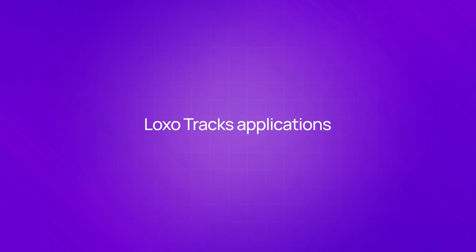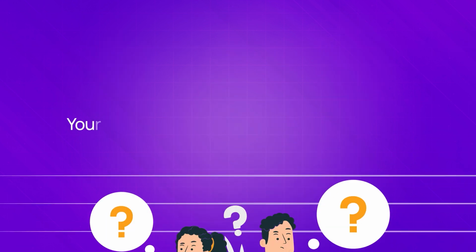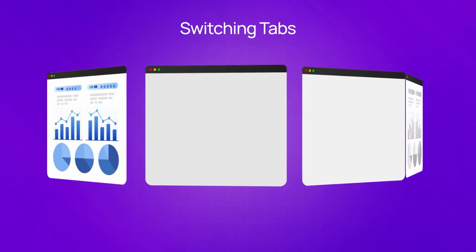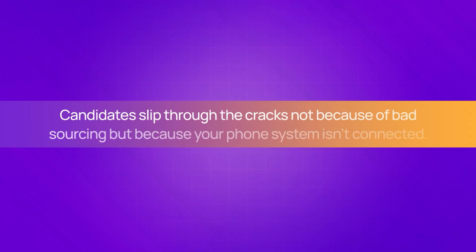Loxo tracks applications, but what about all your phone calls, texts, and voicemails? Your hiring CRM can't log what it doesn't hear. Switching tabs, manually logging calls, and missing follow-ups. Candidates slip through the cracks, not because of bad sourcing, but because your phone system isn't connected.